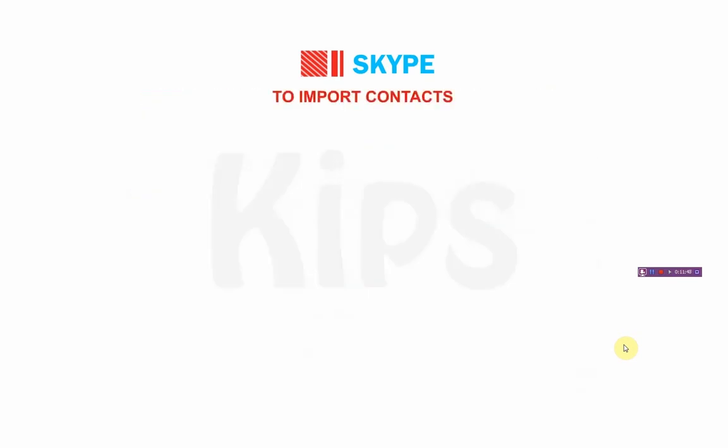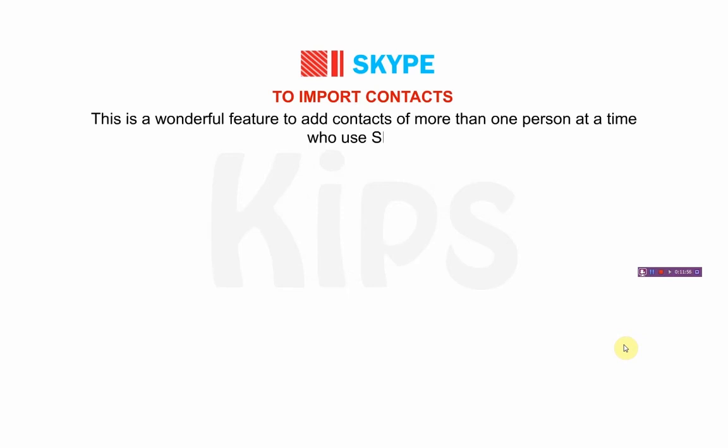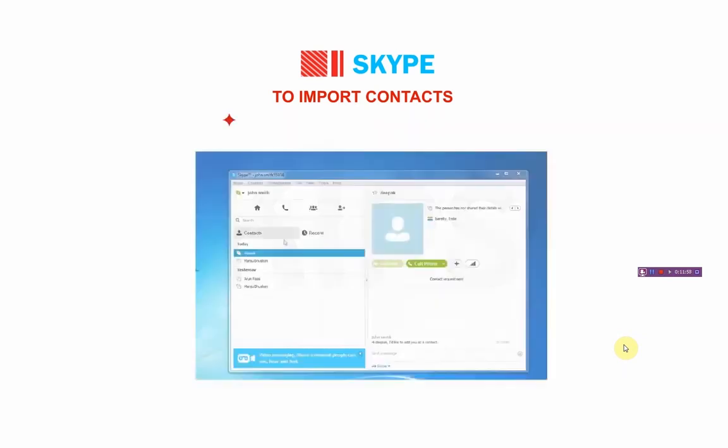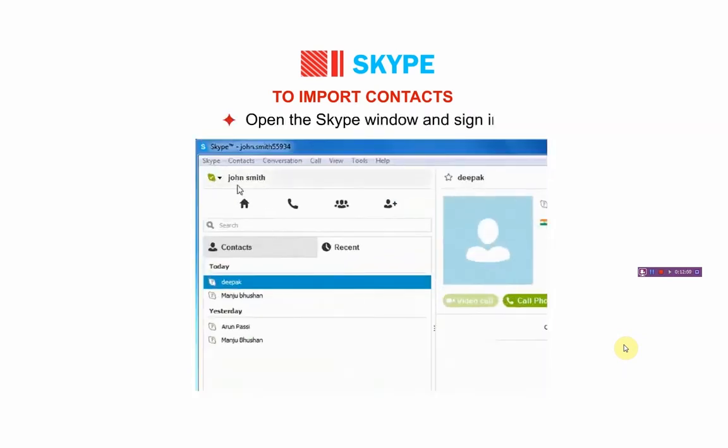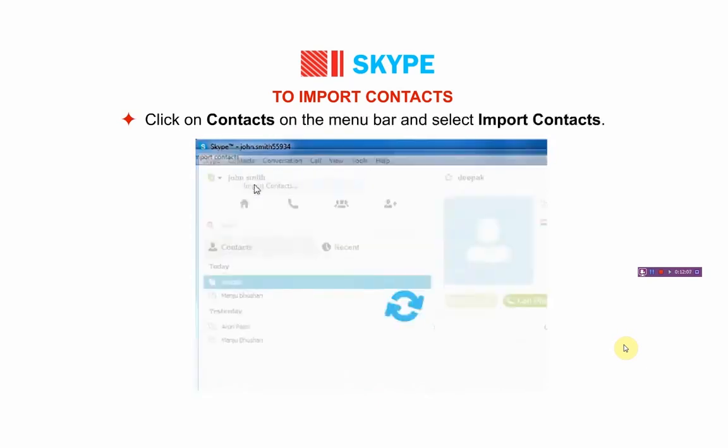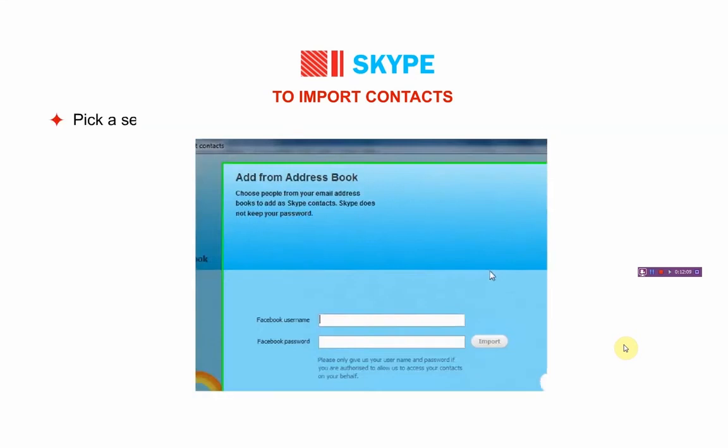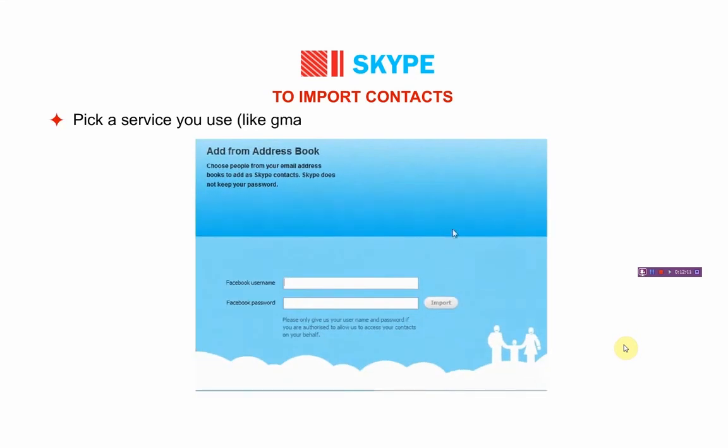Now let us find out how to import contacts. This is a wonderful feature to add contacts of more than one person at a time that uses Skype. Open the Skype window and sign in. Click on Contacts on the menu bar and select Import Contacts. Pick a service you use, like Gmail or Yahoo, and enter your username and password.